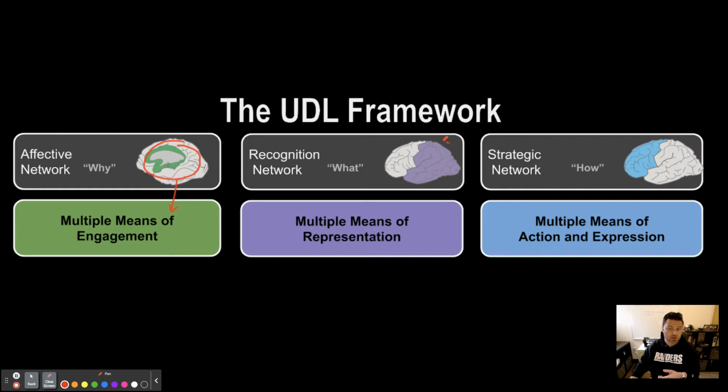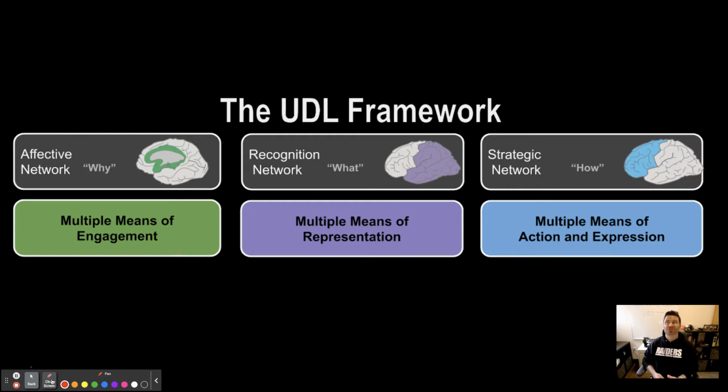The back part of the brain right here is responsible for the what of learning. We're using our senses to make meaning. The UDL principle that corresponds with that is multiple means of representation. And last but not least, the very front part of the brain is responsible for showing what we know, and that's the strategic network. That corresponds with the principle, multiple means of action and expression. So all of these principles make up the Universal Design for Learning framework.